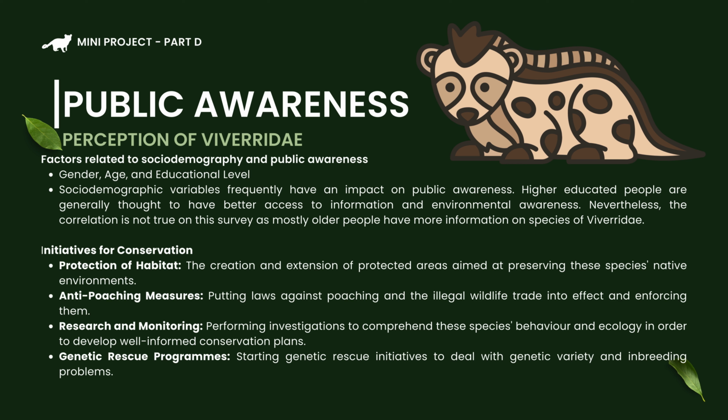Sociodemographic variables frequently have an impact on public awareness. Higher educated people are generally thought to have better access to information and environmental awareness. Nevertheless, the correlation is not really true in this survey, as mostly older people have more information on species of Viverridae. Initiatives for conservation. There are some which include protection of habitat, anti-poaching measures, research and monitoring, and genetic rescue programs.